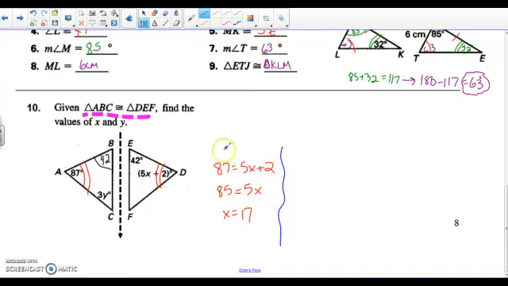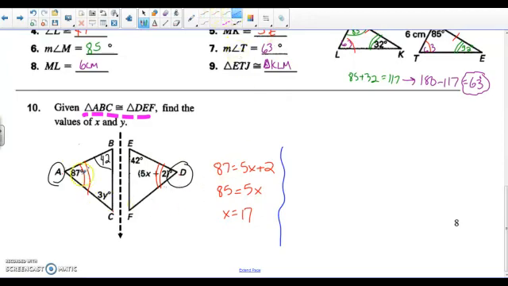All right, so there you can see my math to solve for X. We know that D matches to A. Those angles are corresponding, so it means they're congruent, so I set them equal. So I said 87 equals 5X plus 2. Those two things are congruent, and I was able to solve for X.